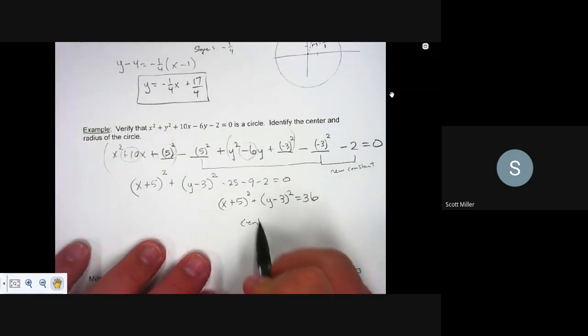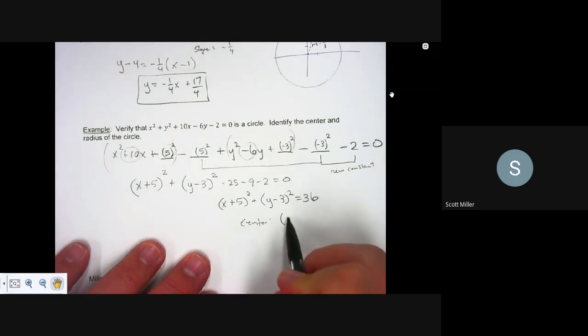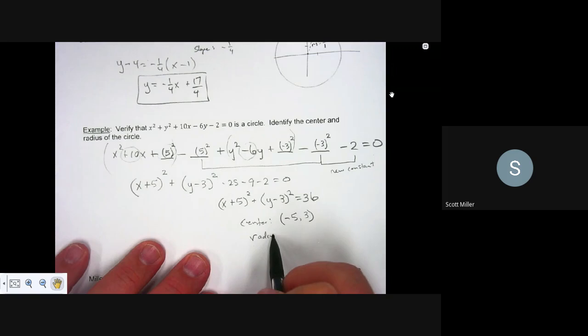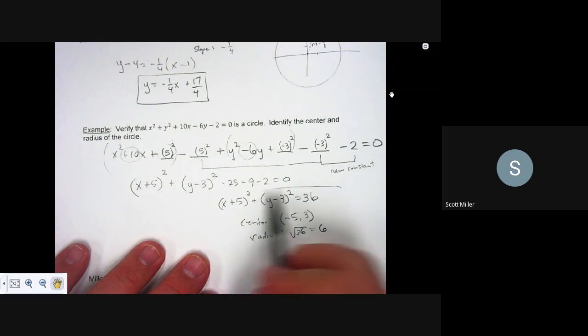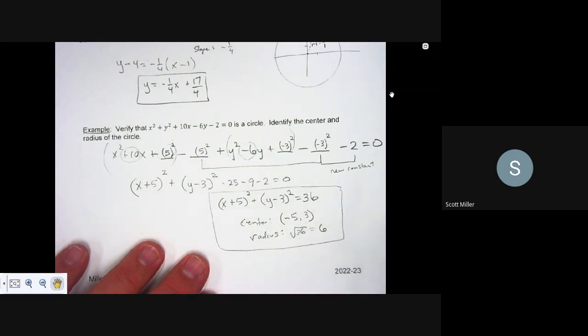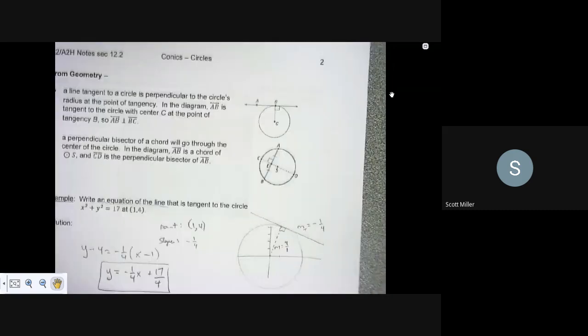The center of the circle is the point negative 5, 3. And the radius of the circle is the square root of 36, which is 6. And so there would be your answer to this problem. Okay? Let's look at another one.